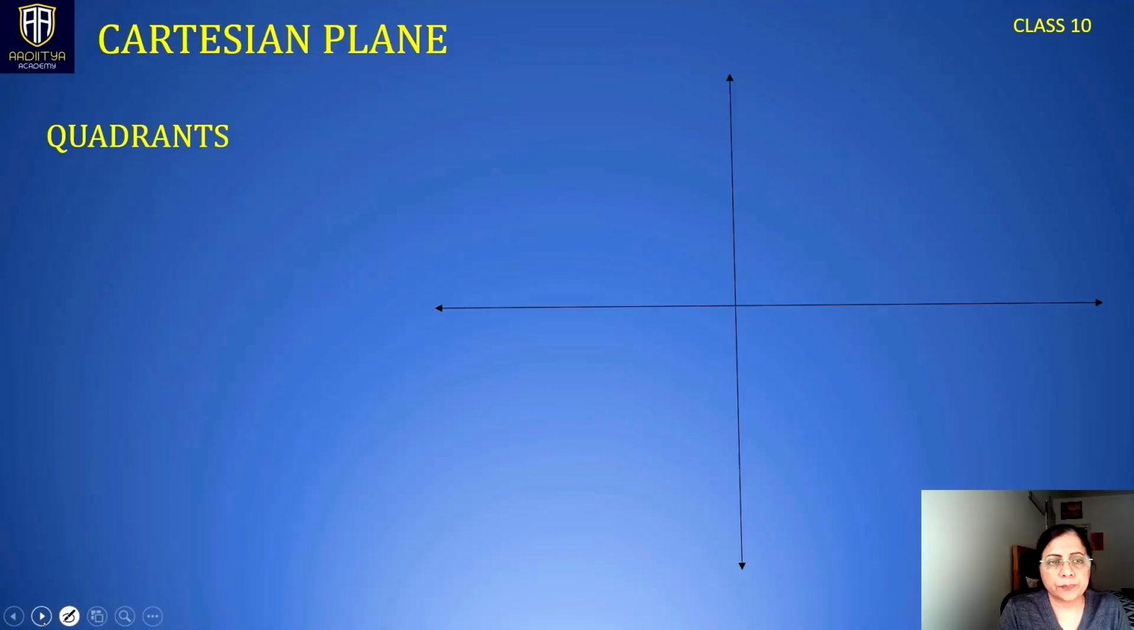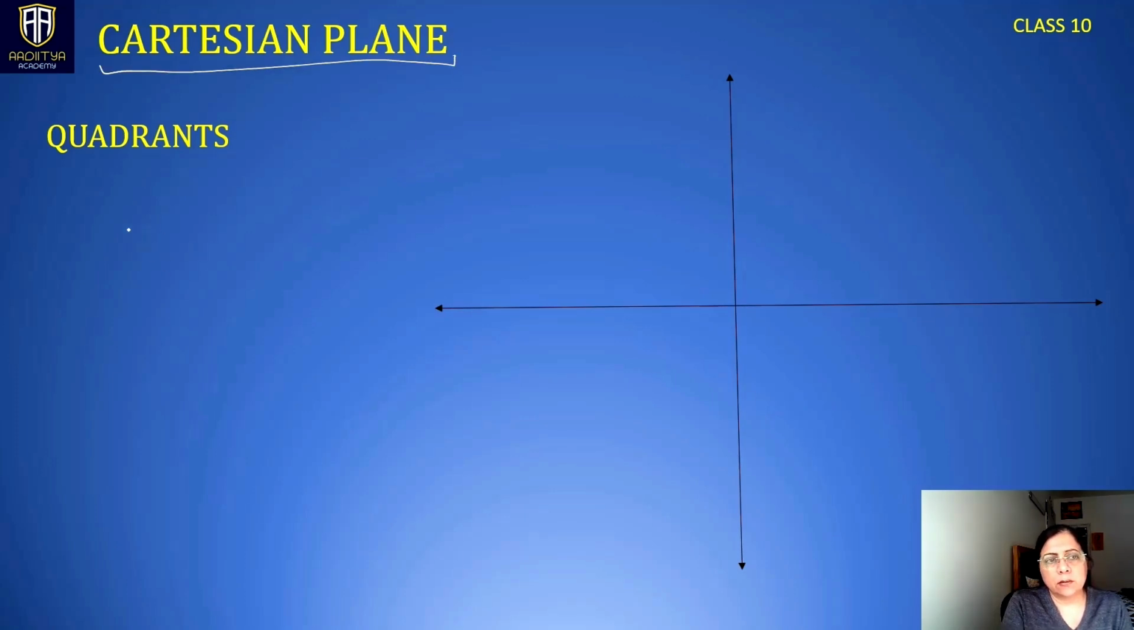So we start with, now this chapter starts with the Cartesian plane, the concept of Cartesian plane. You must have heard this word in class 8 as well as class 9 when we had learned about the graphs, right? So, Cartesian plane, what is a Cartesian plane?